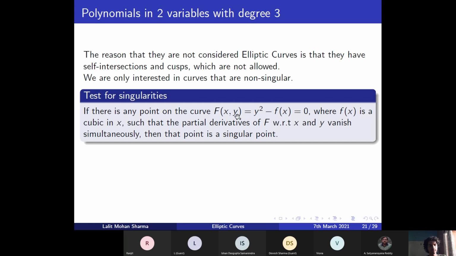If you rewrite the equation of the elliptic curve, suppose small f of x is just the cubic that we talked about, x cube plus ax squared plus bx plus t. That is small f of x. And capital F of x comma y is just y squared minus small f of x equal to 0. If a point is singular, then the partial derivatives of this capital F with respect to x and y vanish simultaneously, and the point is also present on the curve. That point is also a solution of this capital F.